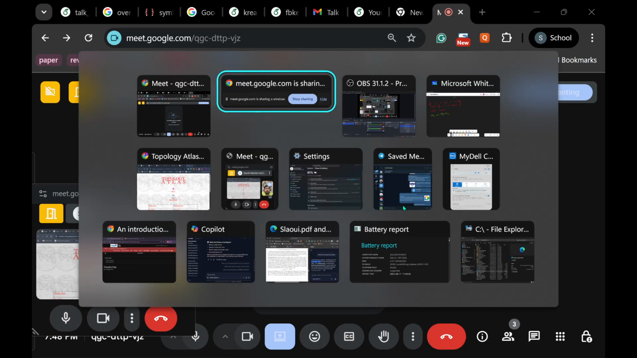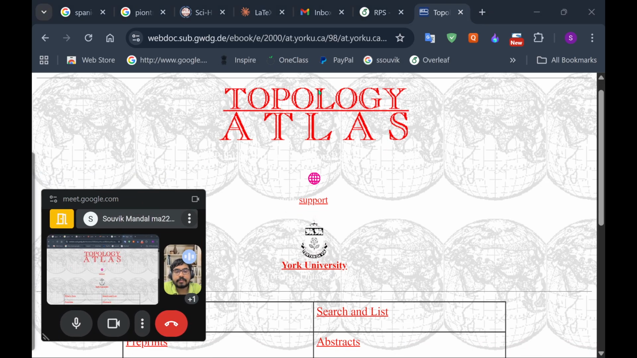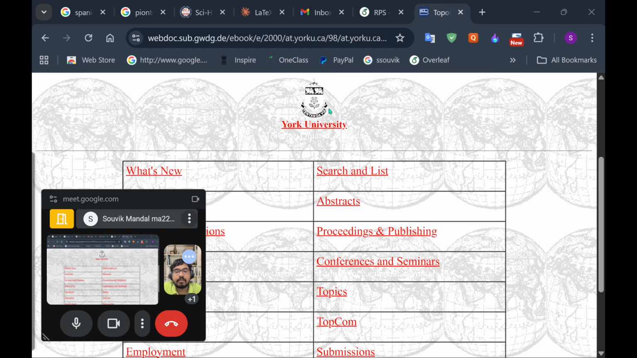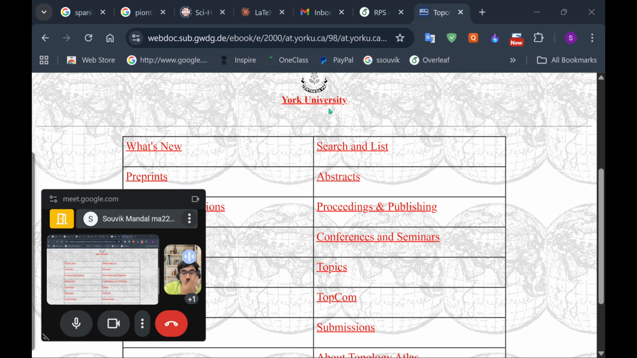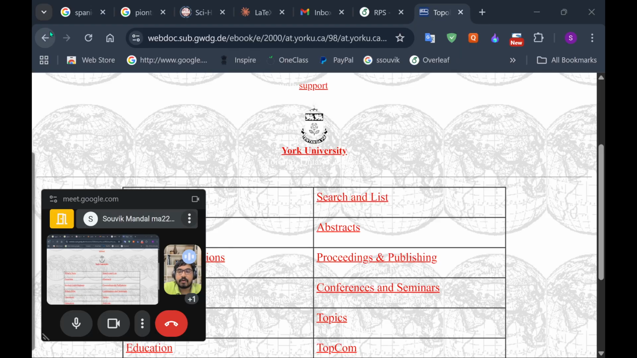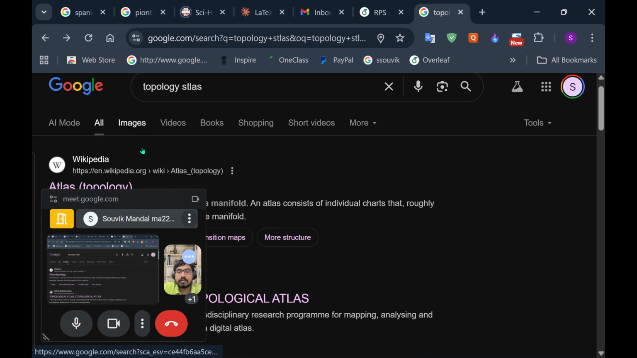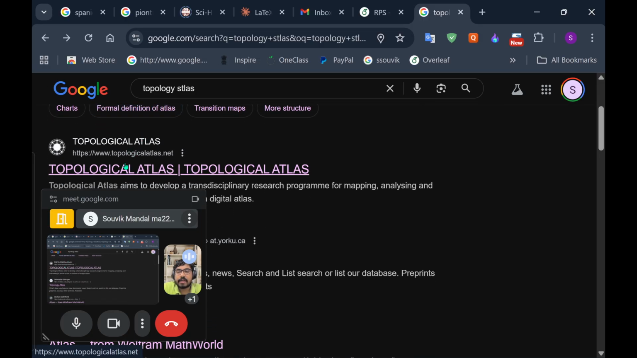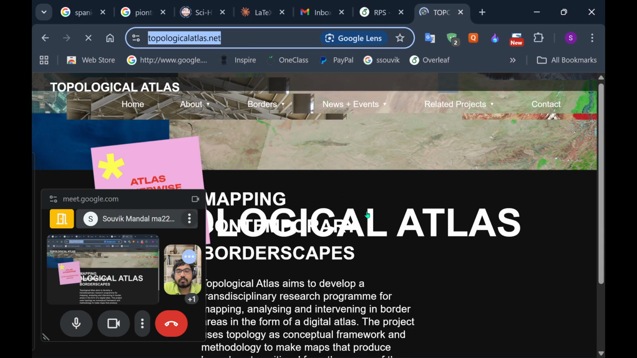See, so there is a website. This is a website you can see. The name of the website is Topology Atlas. Basically, it's a famous university source. There you can find different things about topology. This is one website I want to share, and there is another website called Topological Atlas. So just remember the website, that is Topological Atlas.